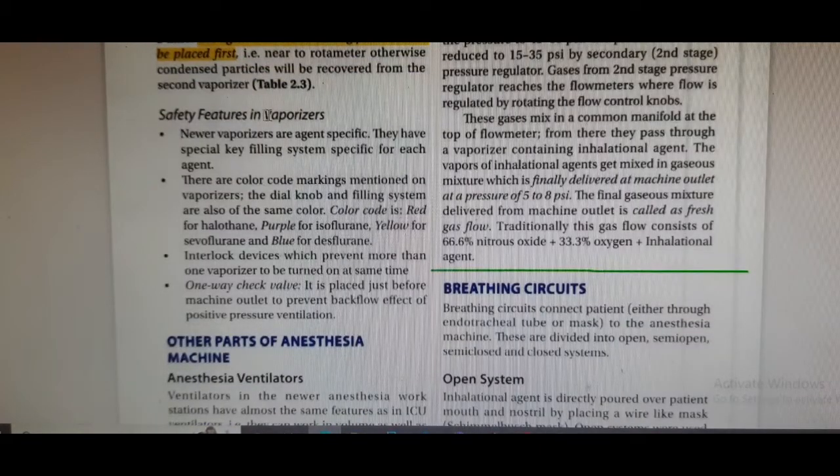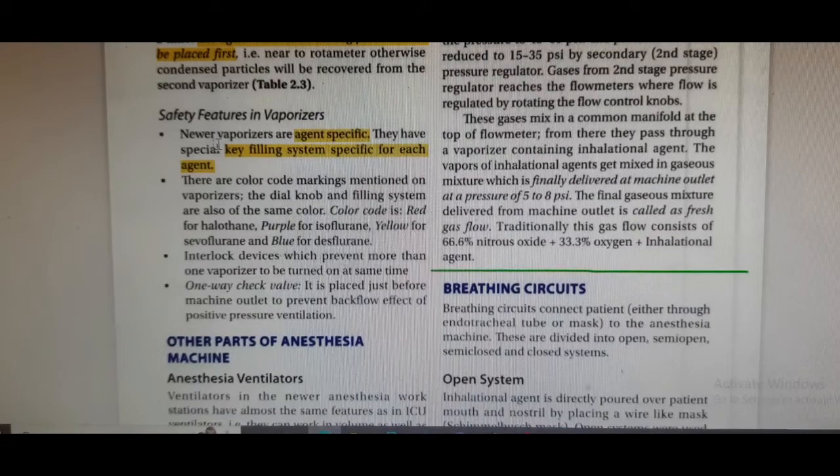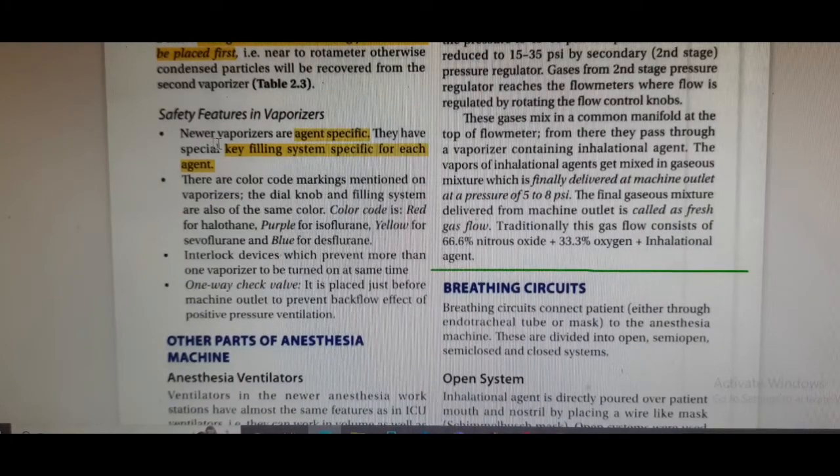Okay. Moving to the safety features of the vaporizer, the new vaporizers are agent specific. As I told in the characteristics, they are agent specific. They have a special key filling system specific for each agent. So you can see in the OTs that while filling the anesthetic gases, they have a key for filling it. Whenever you put the bottle of anesthetic agent to the key system, it starts to get filled only if it is properly placed into the lock system. So that is how the agent specific safety feature is adopted.